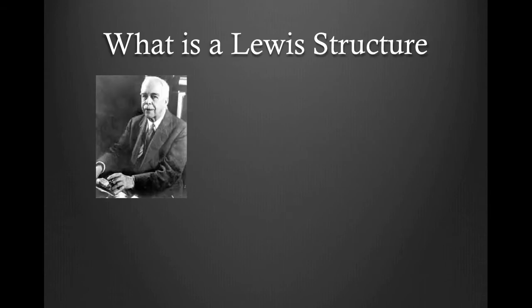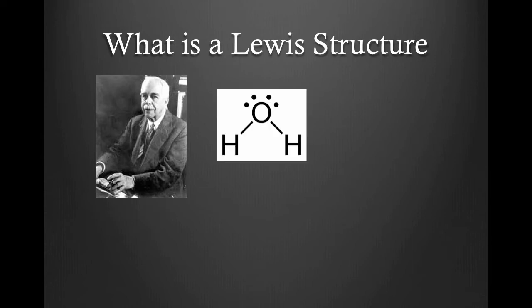A Lewis structure is the brainchild of Dr. Gilbert Lewis, a chemist who lived in the beginning of the 19th century and taught and did research at Berkeley. This is the Lewis structure that he came up with to describe covalent bonding.